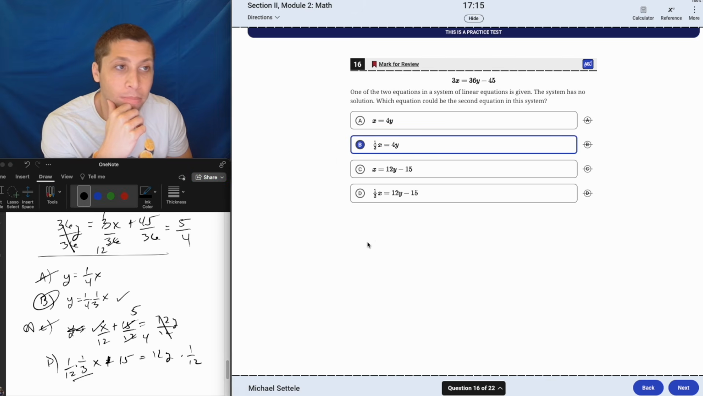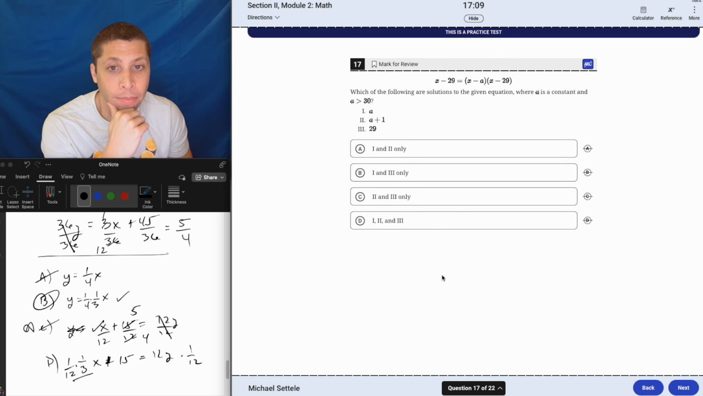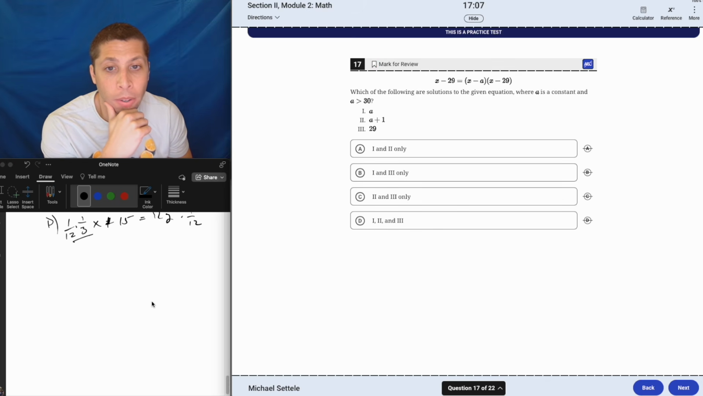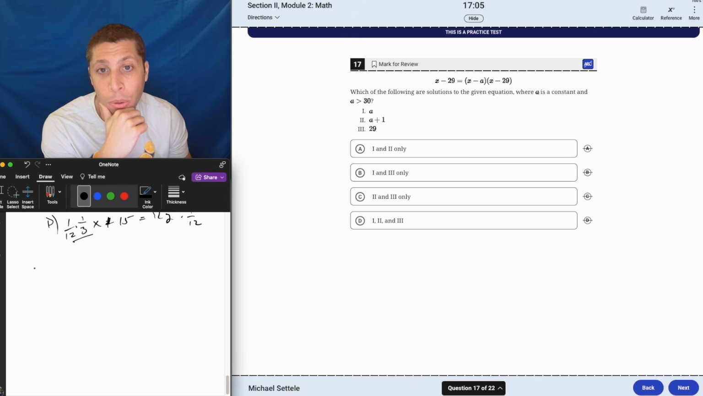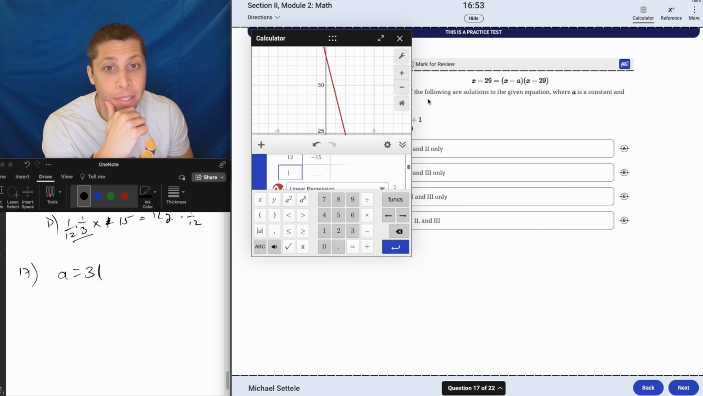I could have just done that in Desmos probably faster. That was maybe foolish. But we'll come back to it. Okay, A is a constant. So let's make A a number, because it doesn't matter. It's greater than 30. So how about A is 31? And let's graph it so we can see the solutions.